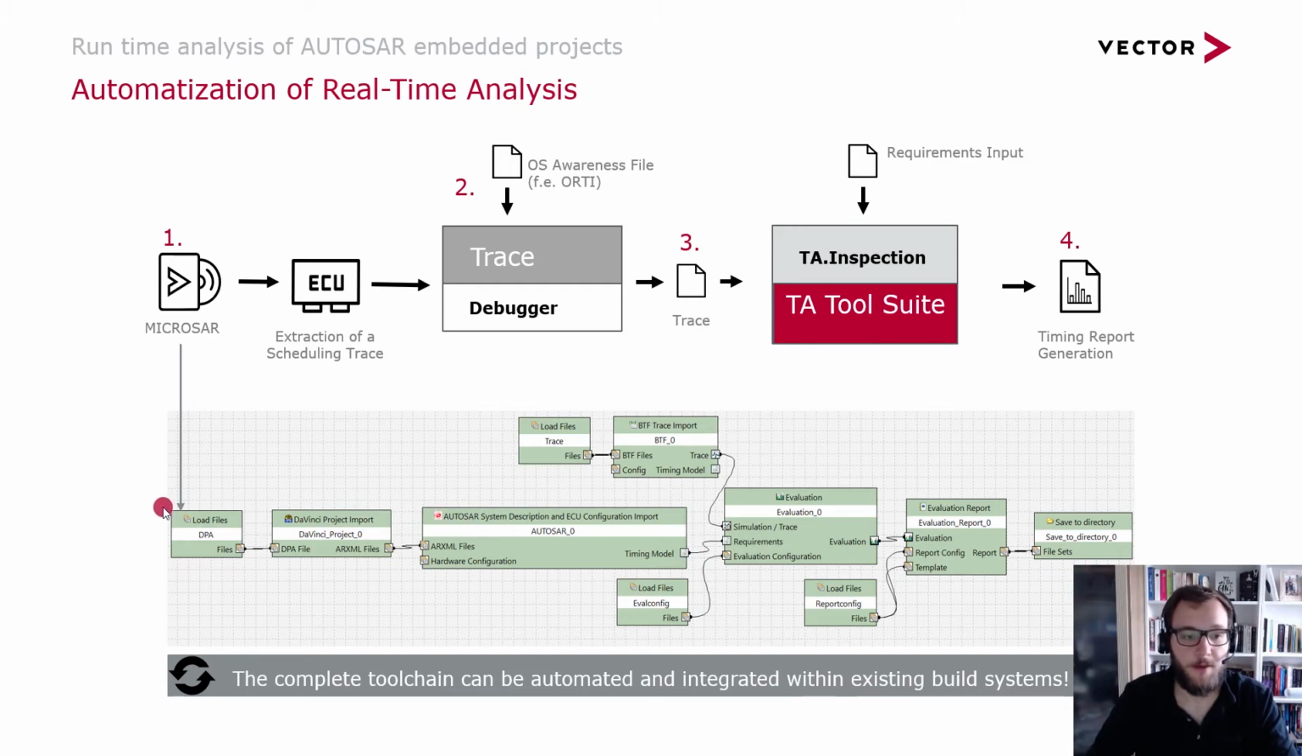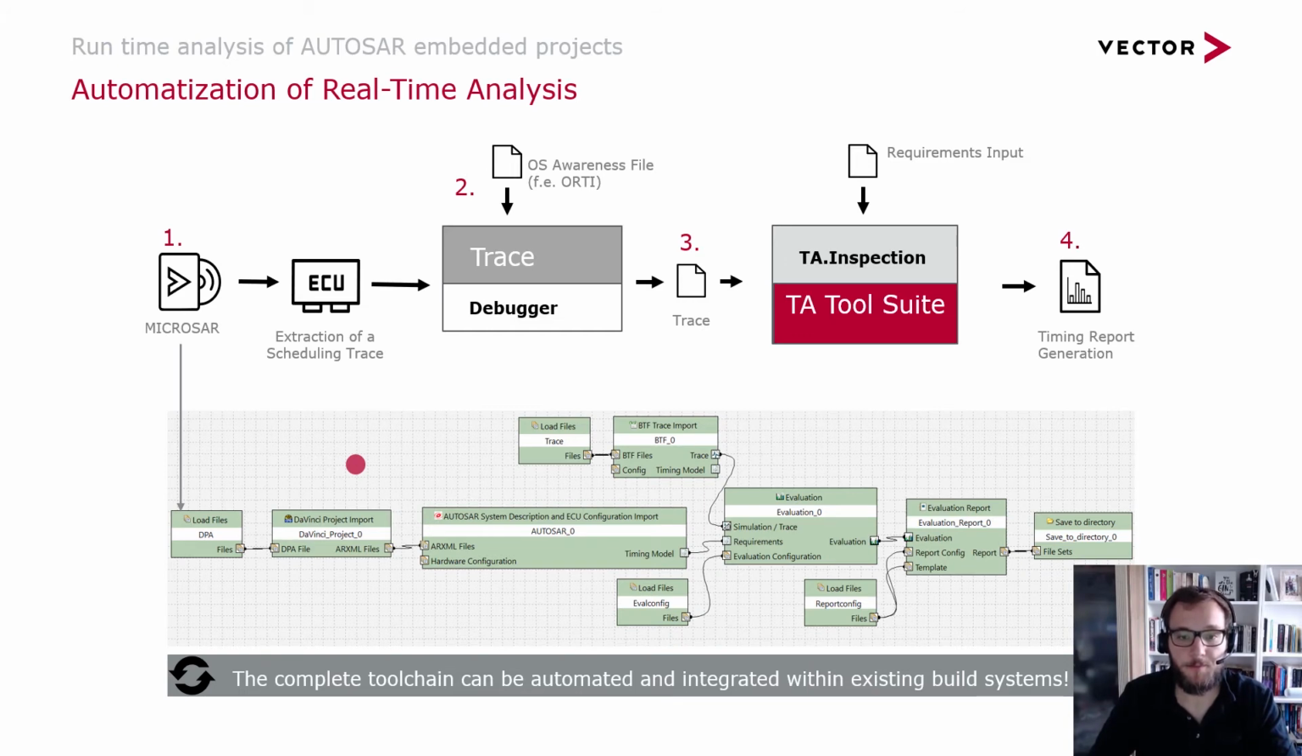The first 2 job nodes are specific to DaVinci configurator projects. In case you're working with other AUTOSAR stacks, these will also provide you with an ECUC and system description, so you can simply load directly the ECUC and system description instead of linking the job node to a DPA project.